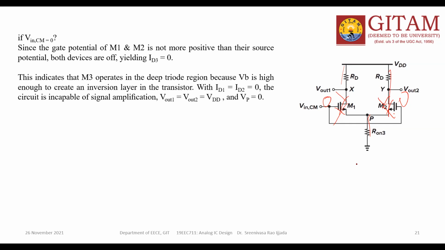This indicates that M3 operates in the deep triode region because VB is high enough to create the inversion layer in the transistor, with ID1 is equal to ID2 is equal to 0. In this case, both the currents are 0. The circuit is incapable of signal amplification because in the off mode, signal amplification is difficult. Whenever this is off, Vout1 and Vout2 are both equal to VDD.